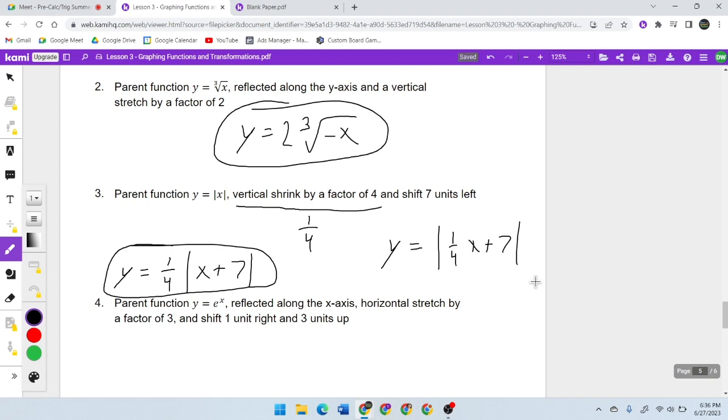This is incorrect, and the reason why is because technically here, you'd have to factor out the 1/4. And when you factor out the 1/4, you actually get x plus 28. In other words, a shift 28 units to the left, which is not what you wanted. So better safe than sorry. Always put the 1/4 out at the front of the function, and then you don't have to worry about that at all.